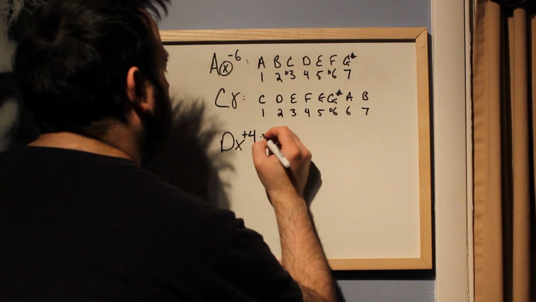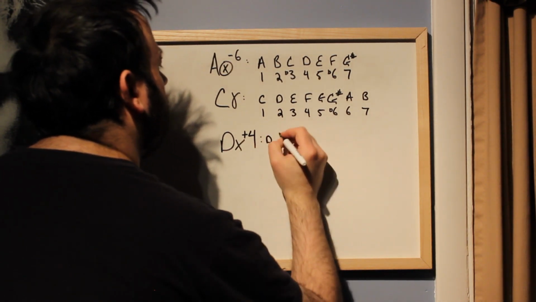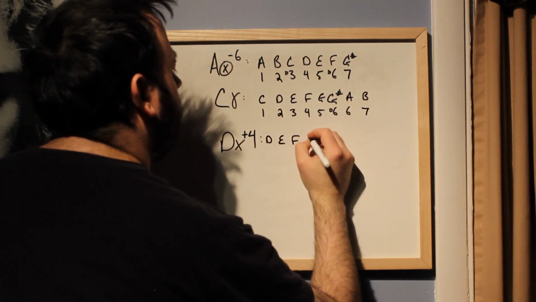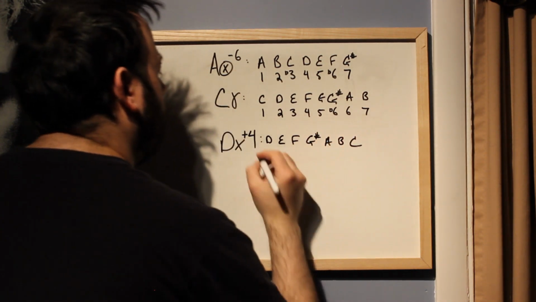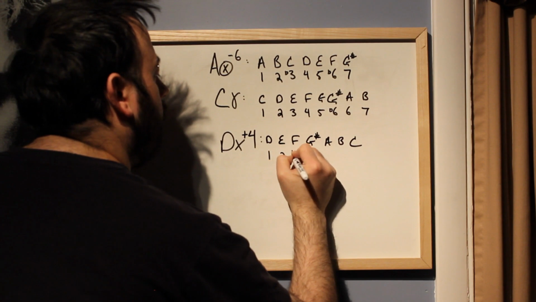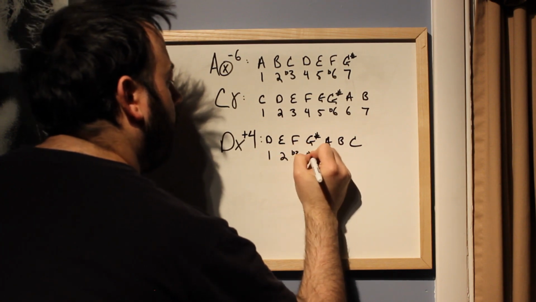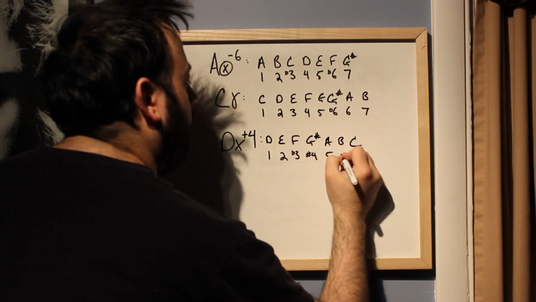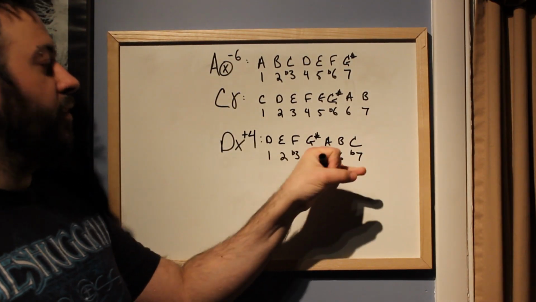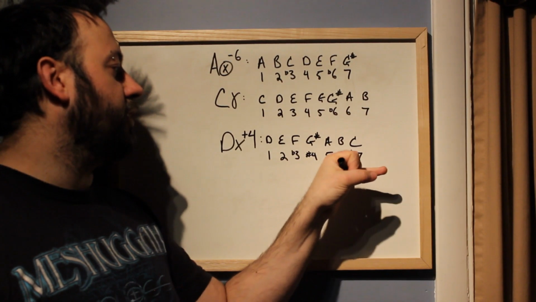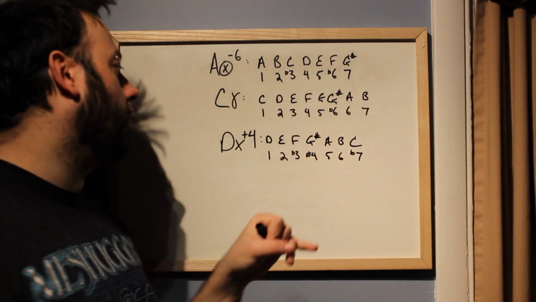And the notes here would be D, E, F, G sharp, A, B, C. 1, 2, flat 3, sharp 4, 5, 6, flat 7. Dorian, minor with the natural 6 and a flat 7, but now we're sharpening the 4.